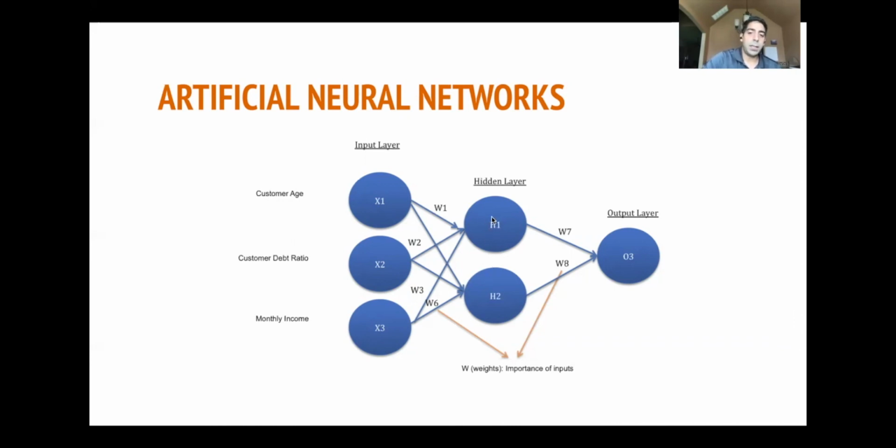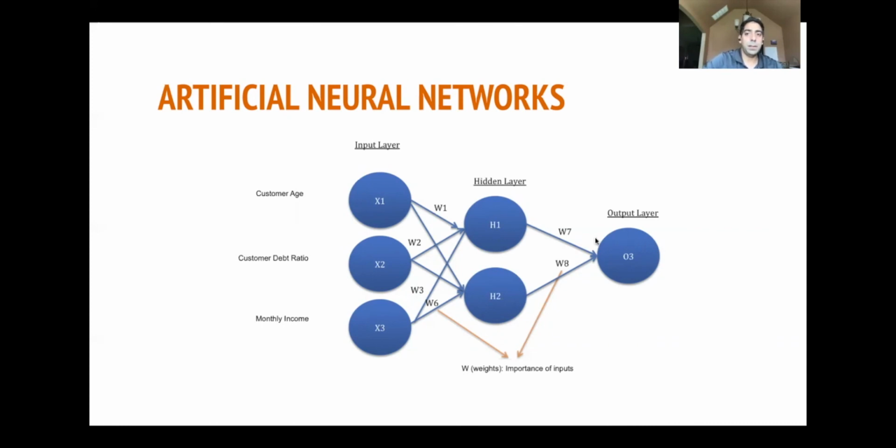So that's how you get H1, and a similar thing to get H2, and you might have other weights, other hidden layers. So you go from hidden layer 1 to hidden layer 2 and 3 and so forth, and then you get to the output. And then how does it learn?